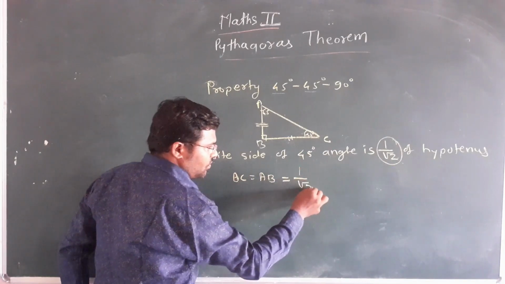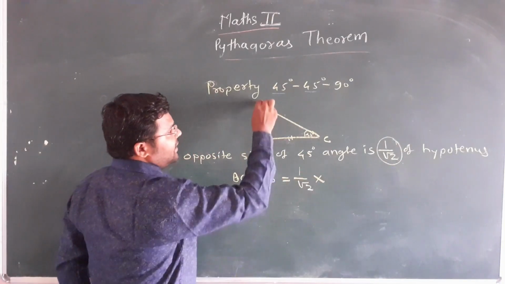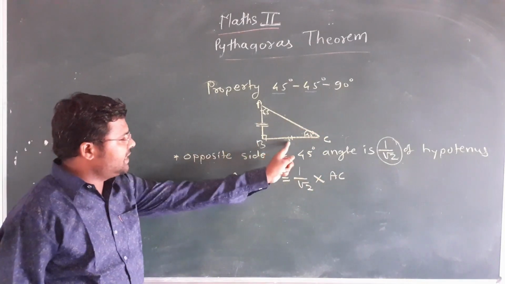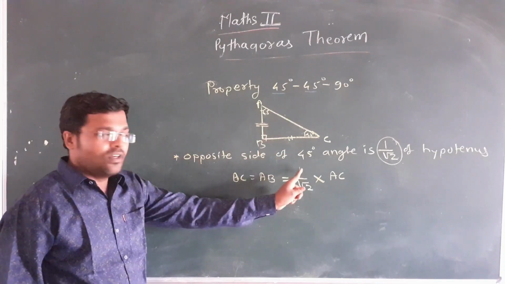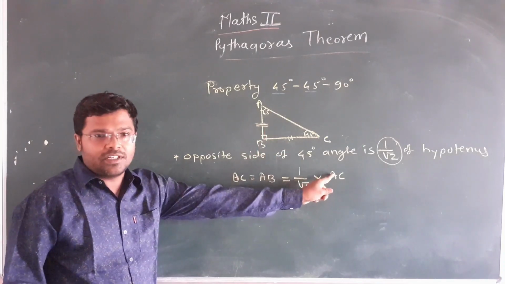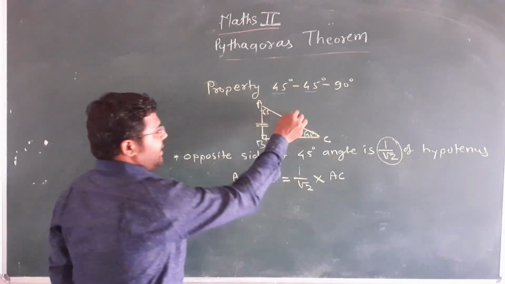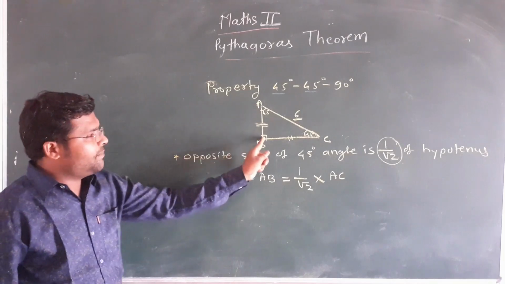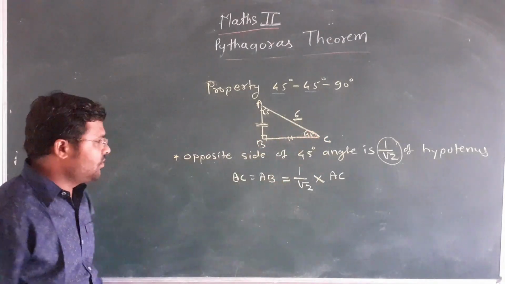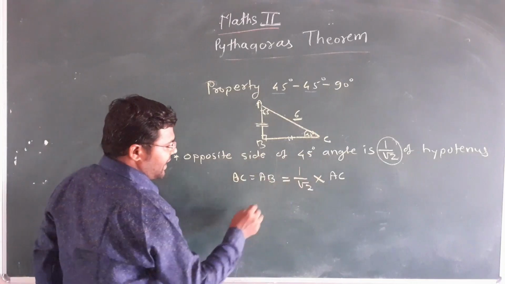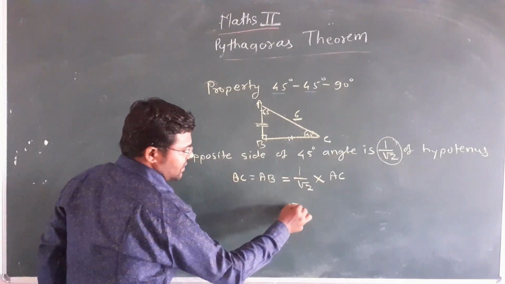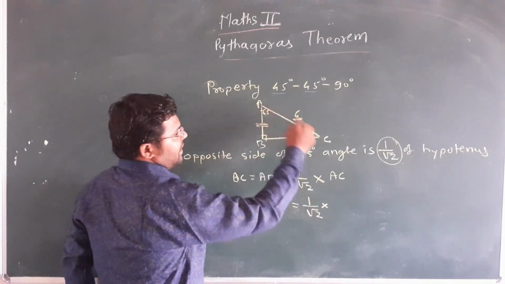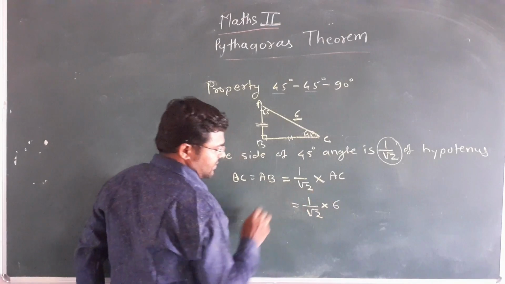1 upon root 2 of means multiply by the hypotenuse. The hypotenuse is AC. So the length of BC and the length of AB is equal to 1 upon root 2 of the hypotenuse. Suppose we take the length of AC as 6 cm. How do we find the length of AB and BC? Use this property: BC is equal to AB is equal to 1 upon root 2 into the length of AC, which is 6.